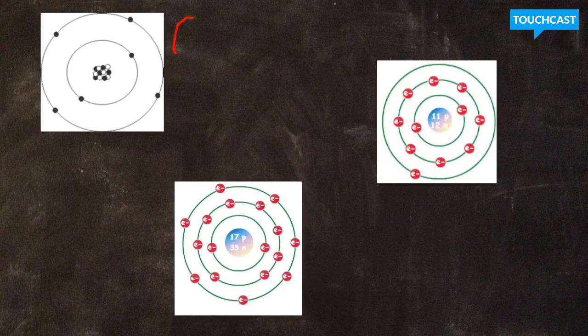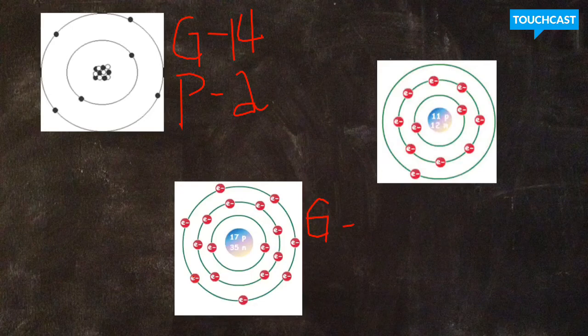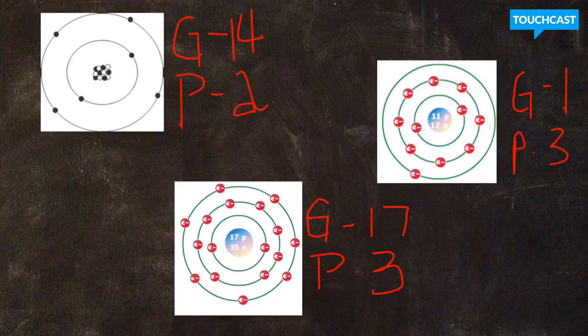For this picture, the group number would be 14 because it has 4 valence electrons, and the period number is 2 because it has 2 energy levels. For this picture, the group number is 17 because it's got 7 valence electrons, and the period number is 3 for its 3 shells. And finally, the group number for this final atom is group 1 because it's got 1 valence electron, and its period is 3 for its 3 orbitals.